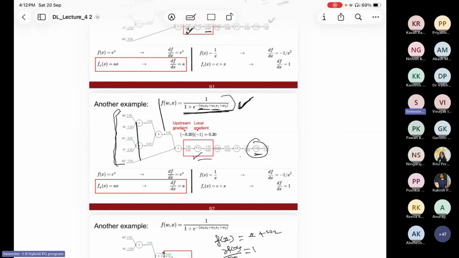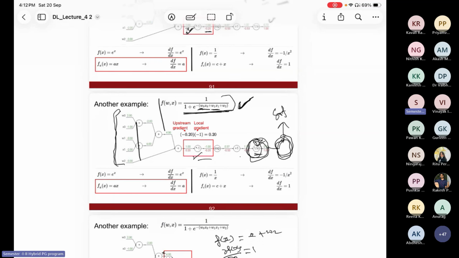Whenever you change something, maybe in the final variable, suppose this is your SVM function, and later you change this function to softmax. Now this part will change. And if this part changes, then this local gradient will change, and once this local gradient changes, everything downstream should change.